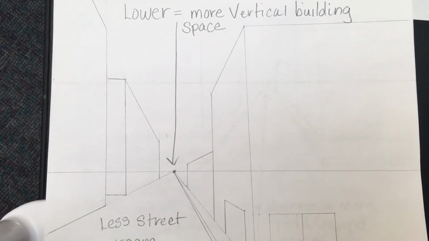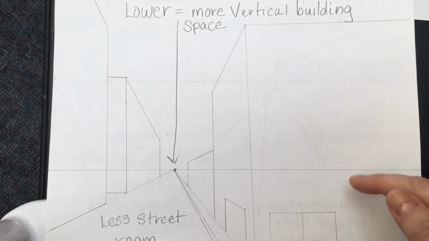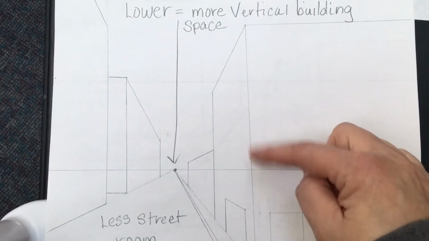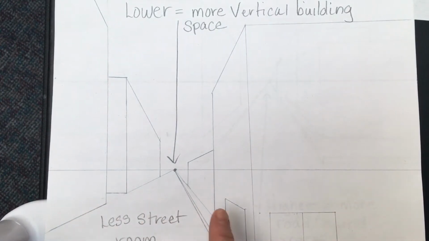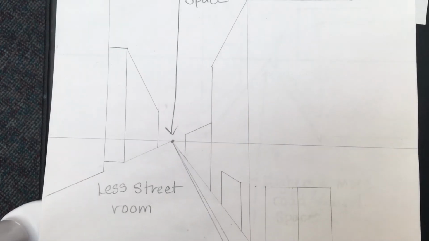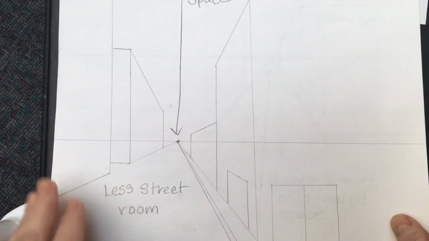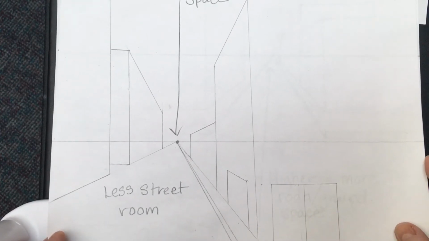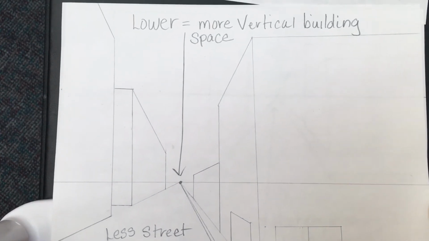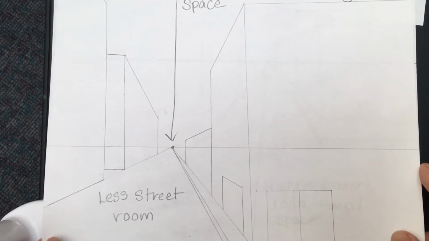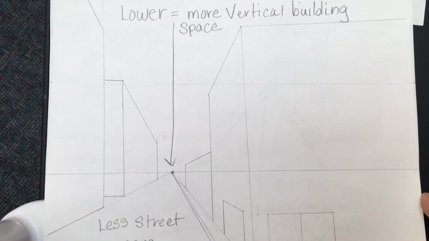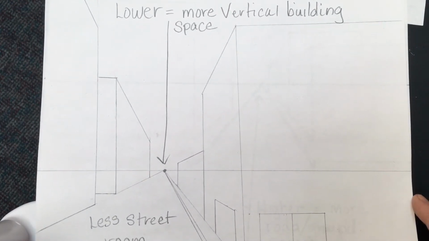So this example here shows that a lower vanishing point, one that's further down in the paper, is going to show more height of the buildings. There's going to be a lot less street room, as you can see down here. So there's not as much room to put things on the street level. You can still put your sidewalk and stuff like that, but there's less there. But you have more height for buildings and windows and things. So that's one point of view that you could take, is to lower your horizon line so that you have more height above for really tall buildings.